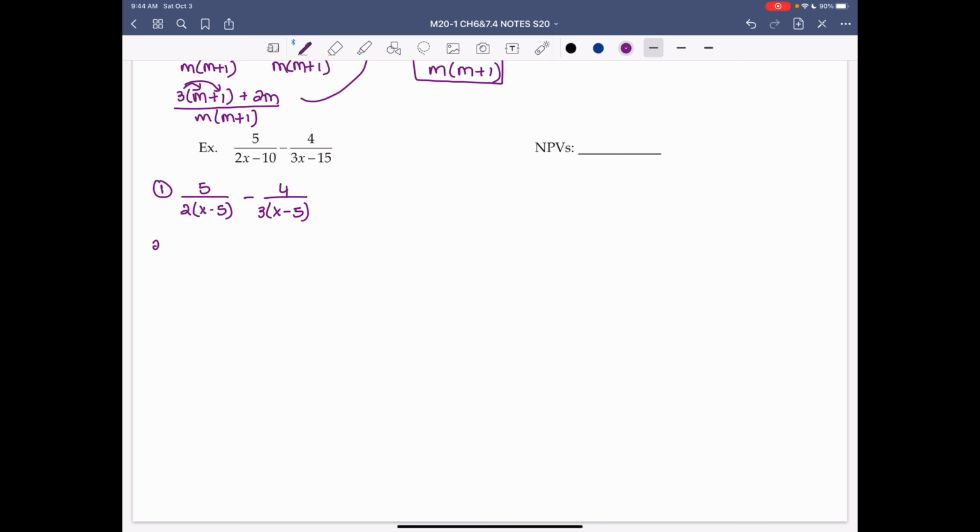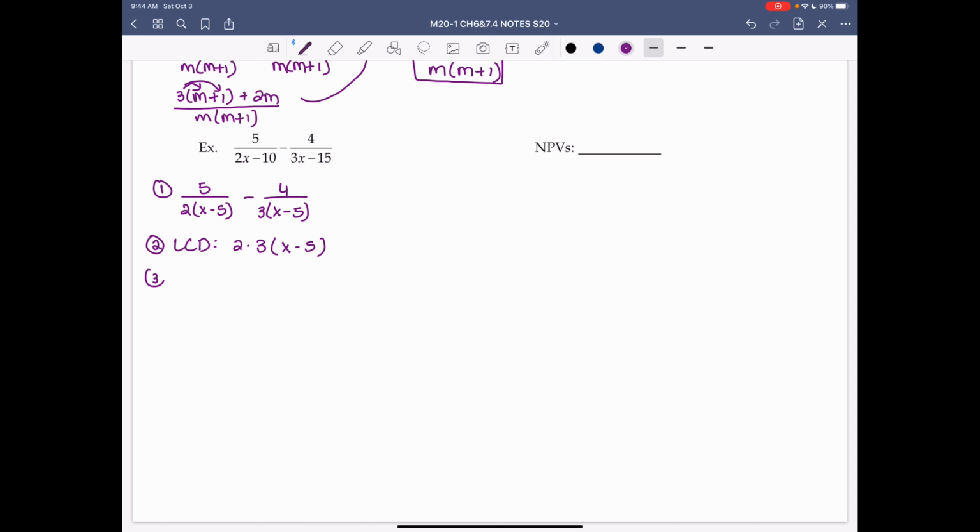Step number 2, lowest common denominator. We have 2 times (x minus 5) and 3 times (x minus 5). So our x minus 5 is the same. We need to make the numbers the same in the fraction for the lowest common denominator. The lowest common multiple of 2 and 3 is 6. So we're just multiplying 2 times 3 times (x minus 5).